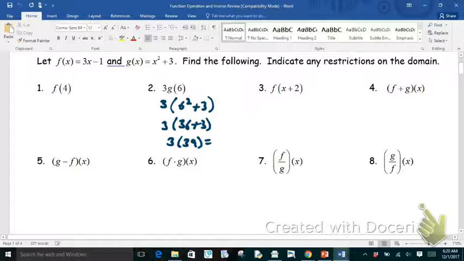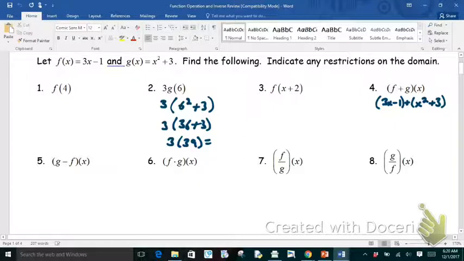Another thing that we have not really looked at is problem number 4. And again, we don't need to overcomplicate this, which is part of the reason why I put it off, expecting to be here today. But really, we're just adding these functions. So this represents f of x plus g of x. So our f of x function is 3x minus 1, and our g of x function is x squared plus 3, and all we're going to do is add these two things together.